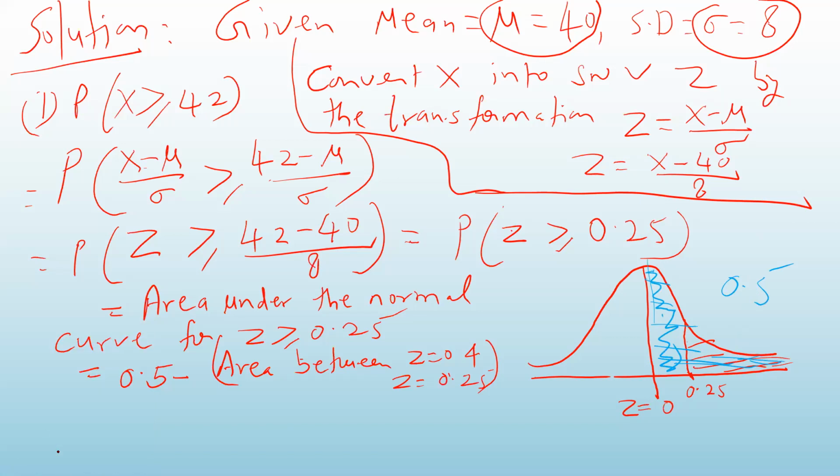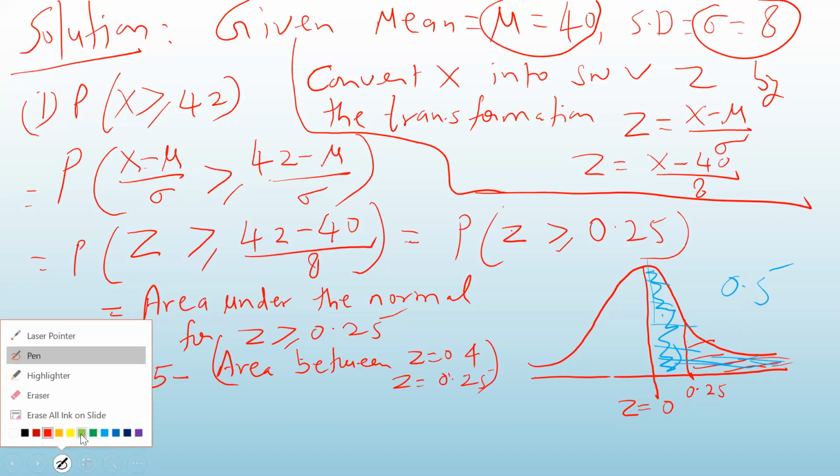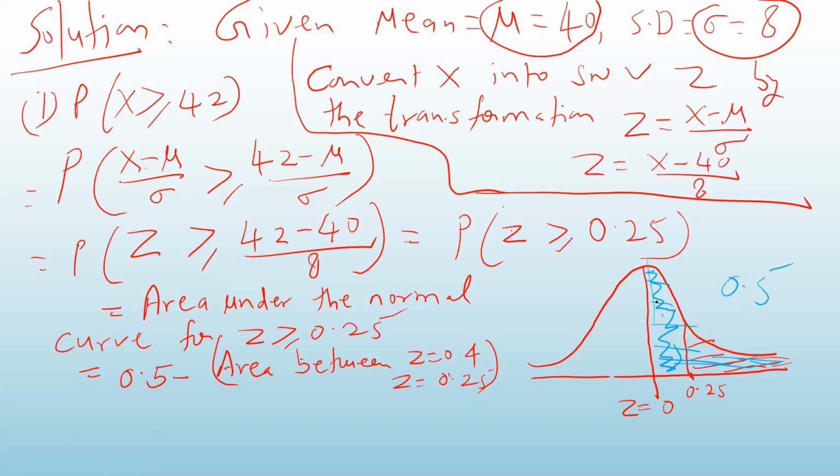Somehow, if I can find out this area between 0 and 0.25, then if I subtract from 0.5 the area between 0 and 0.25, I will get this area. Okay, so that is what I have written. Area under the normal curve for z greater than or equal to 0.25 means this red color one. It is equal to the entire area, which I am showing with blue color, that is 0.5, minus area between 0 and 0.25.